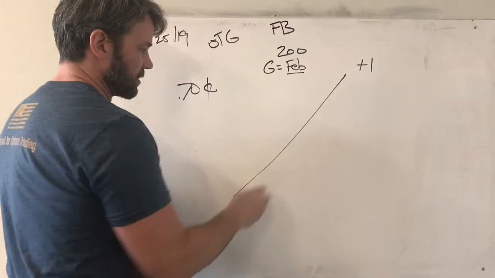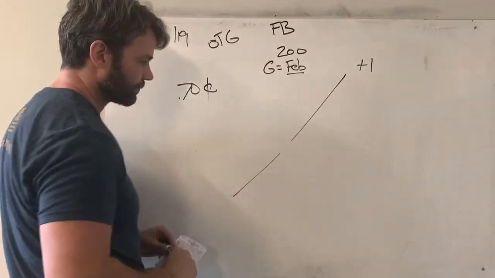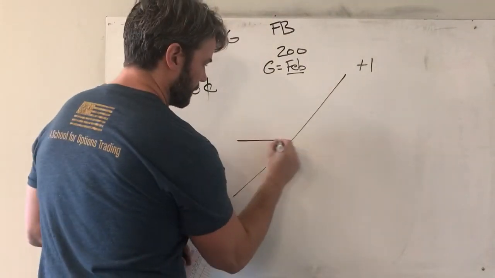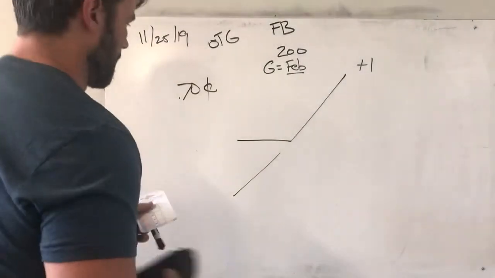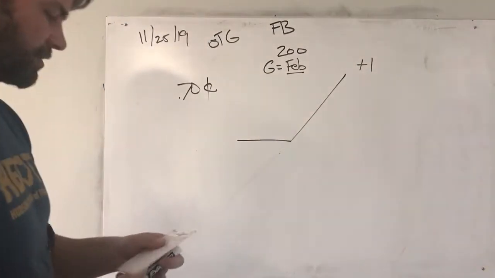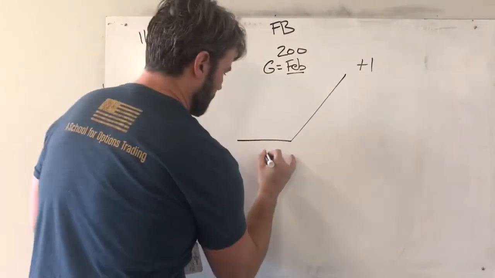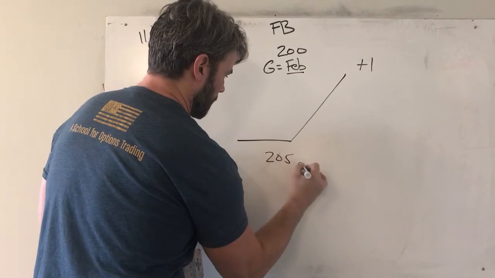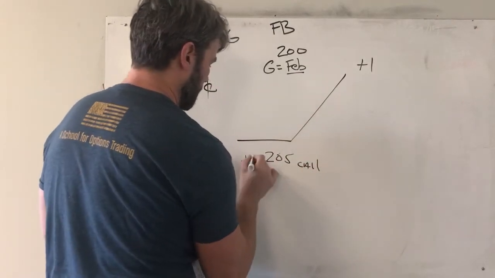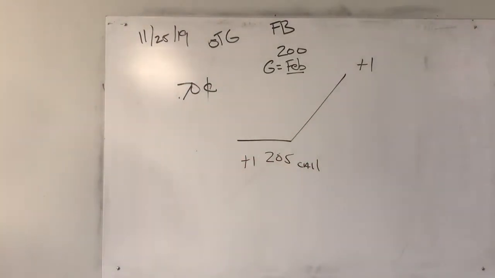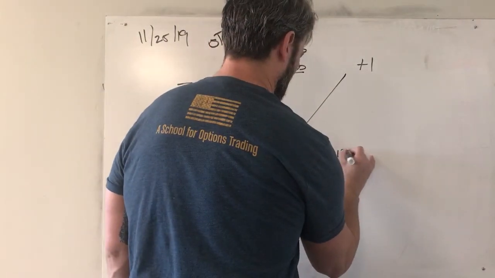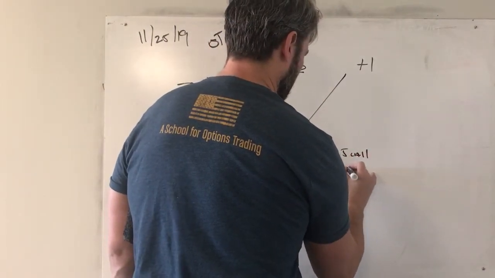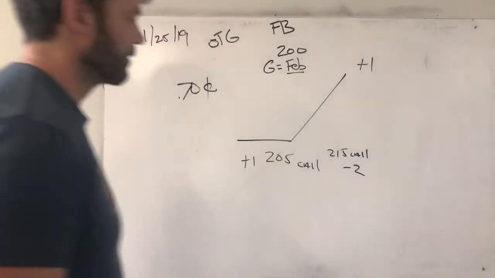Positive one slope is the long stock position. I'm going to draw a little gap in this line. And then we have a graph of a long call here. We are going to buy this one time. And the stock's trading 200, this is going to be the 205 call. Okay, we're going to buy one of those. And then at 215, the 215 call, we're going to sell 2 of these, okay?